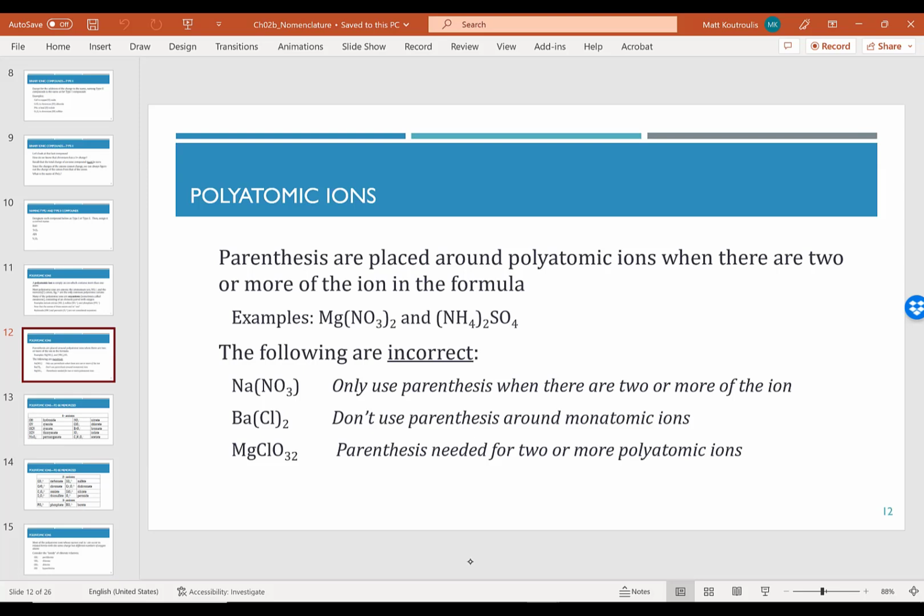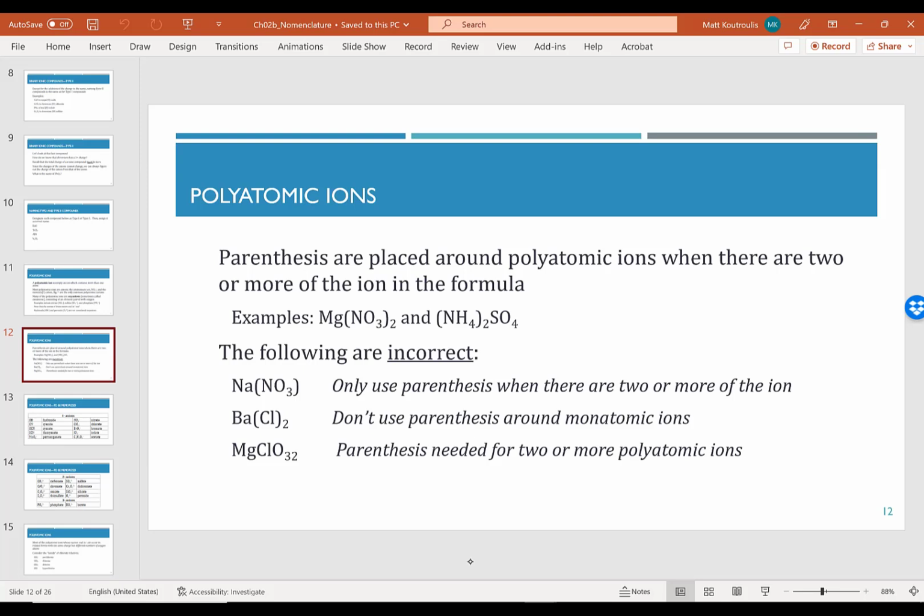So you never use them with monatomic ions, like sodium, aluminum, lead, any of those. So only polyatomic ions, and only when there has to be a number outside the parenthesis. You can't write a parenthesis with no number on the outside. That doesn't make sense. So these examples that I give here, magnesium nitrate and ammonium sulfate, make sense because magnesium has what charge?